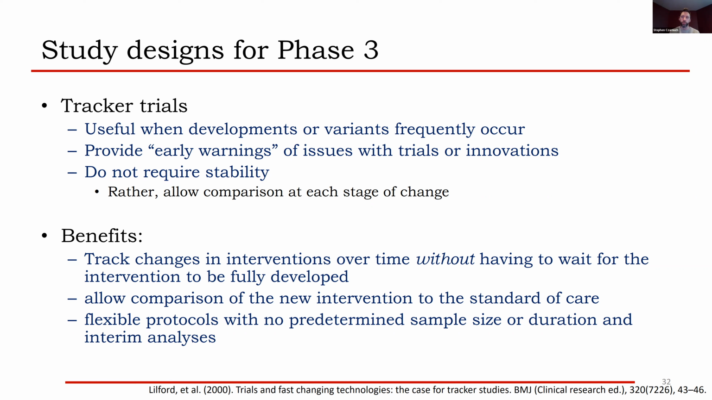And so the statistical rigor disappears in favor of some of the less statistically rigorous approaches that we've already talked about, but recognizing that we don't have to always control everything. The benefits are that we don't have to wait for interventions to be fully developed, and we're allowing for these changes to take place.